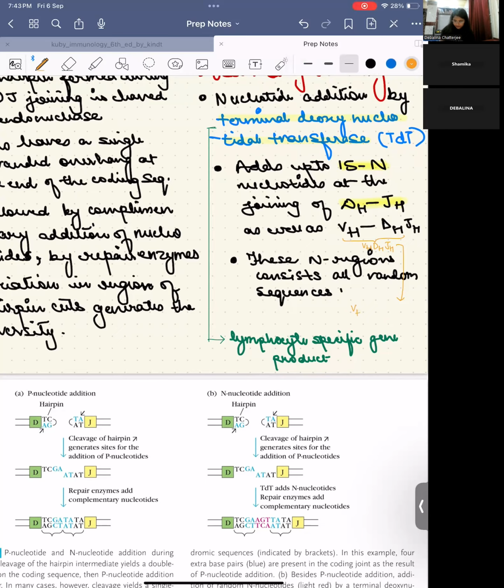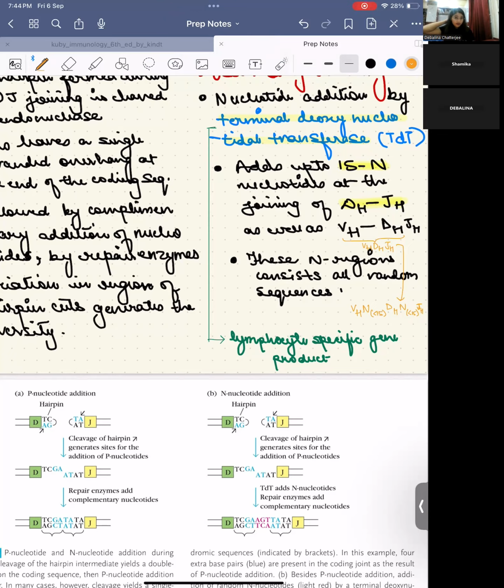Excuse me, ma'am. If I'm not wrong, V, D, and J are making up the variable region of the antibody. So, ma'am, if this possible number of nucleotides are coming in between these sequences, then it won't affect the variable region? It does affect the variable region, but if a non-productive arrangement has now come up because of these random insertions, the cell is going to be triggered for cell death.